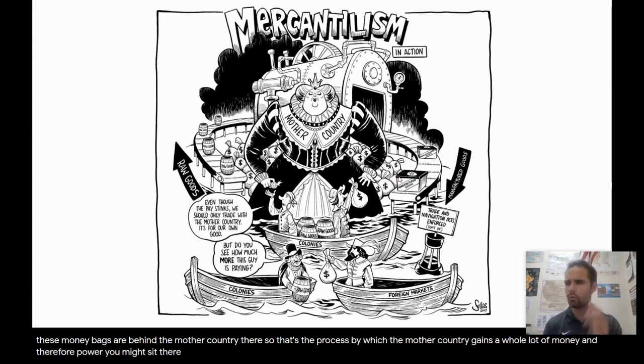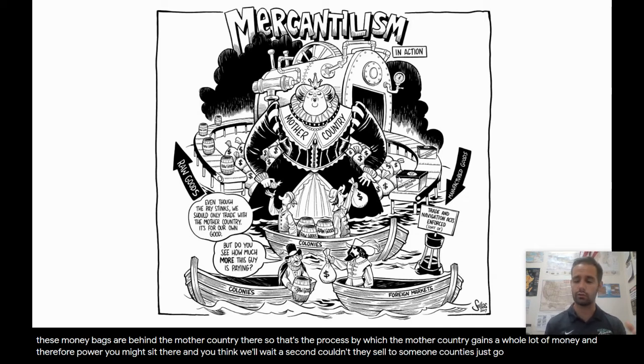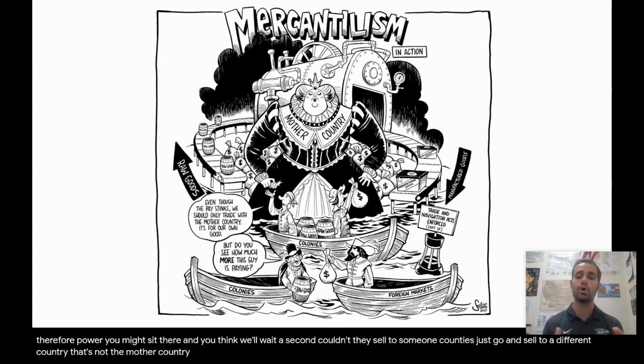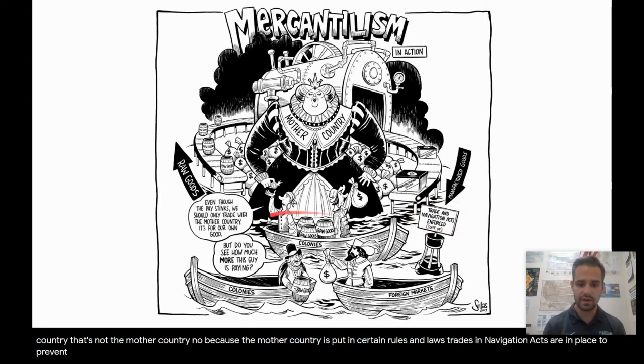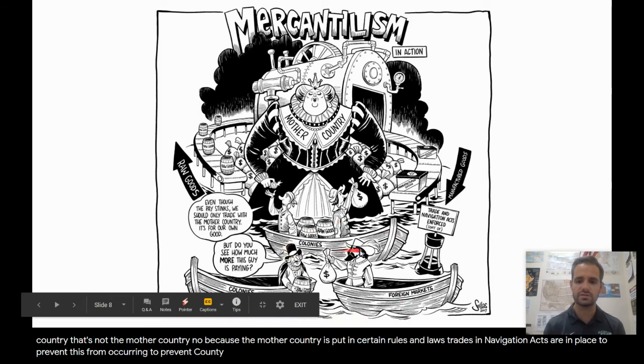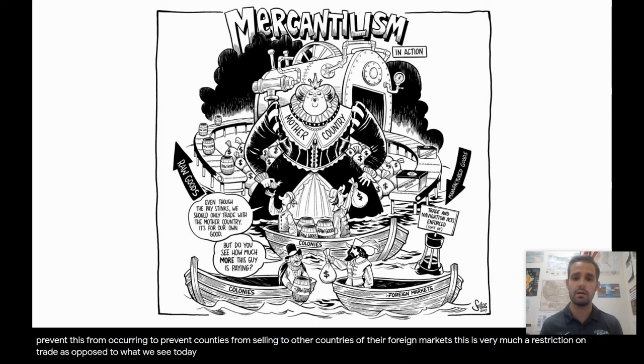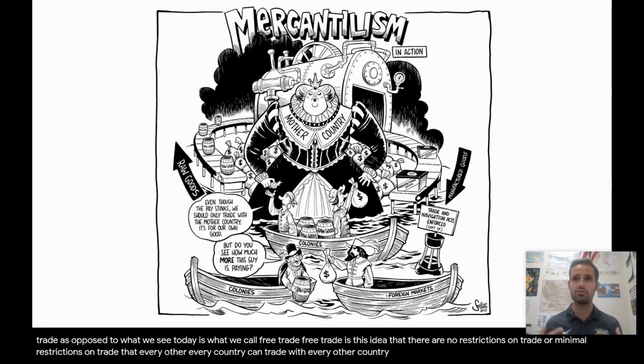You might sit there and you think, well, wait a second, couldn't they sell to someone else? When I say they, I mean the colonies. Couldn't the colonies just go and sell to a different country that's not the mother country? No, because the mother country has put in certain rules and laws. Trade and navigation acts are in place to prevent this from occurring, to prevent colonies from selling to other countries, other foreign markets. This is very much a restriction on trade, as opposed to what we see today, what we call free trade. Free trade is this idea that there are no restrictions on trade or minimal restrictions on trade, that every country can trade with every other country and can do so freely.